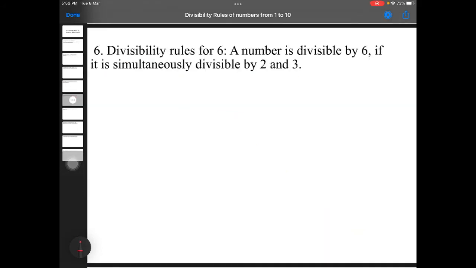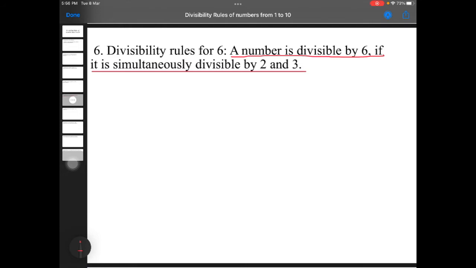Now let's see the divisibility rules for number 6. What does it say? It says a number is divisible by 6 if it is simultaneously divisible by 2 and 3. That means any number, if we can divide it by both 2 and 3, then that whole number can be divided by 6. So let's see the number here.